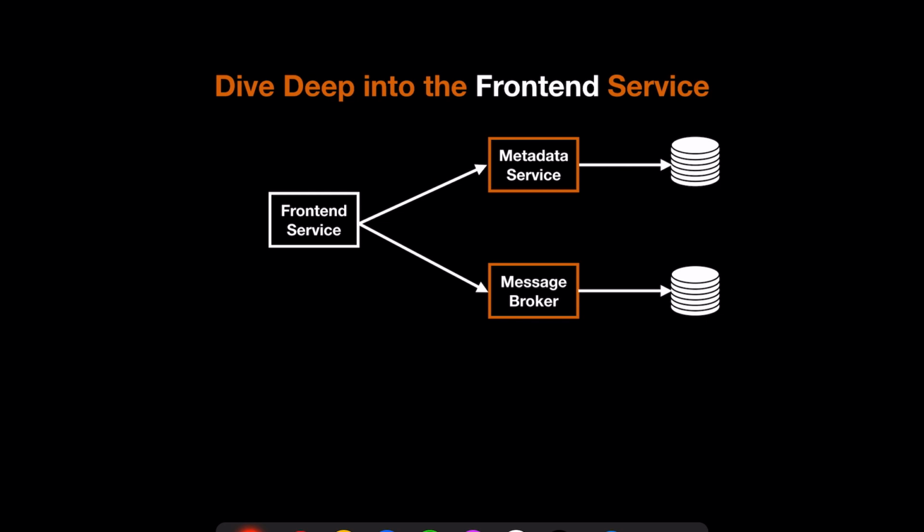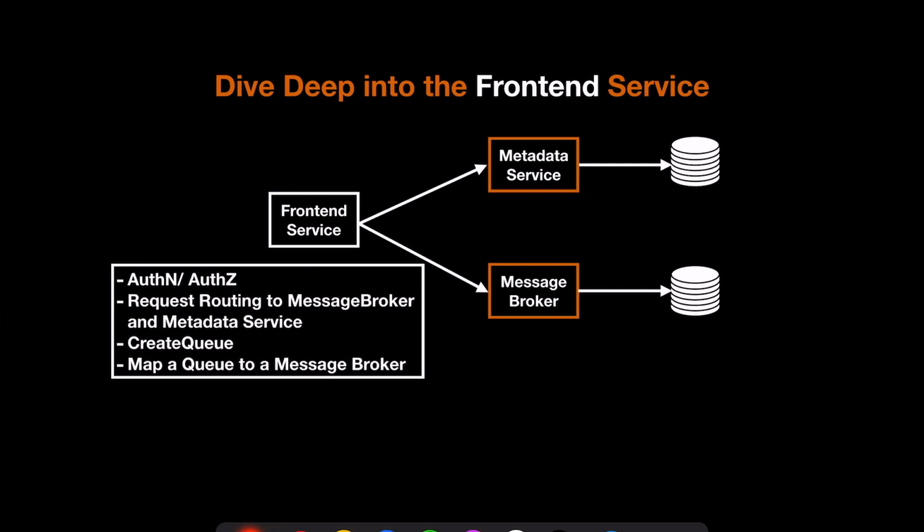Let's dive deep into the front-end service. The front-end service forwards the request to our metadata service and message broker. For example, the front-end service does the basic authentication and authorization. It also routes the request to our metadata service and message broker service. The create queue is done in the front end, and when the front end creates the queue for the first time, it actually maps the queue to some message broker backend host also.